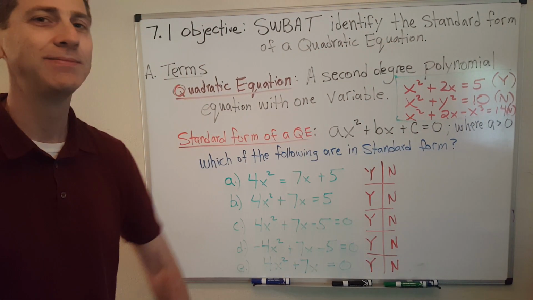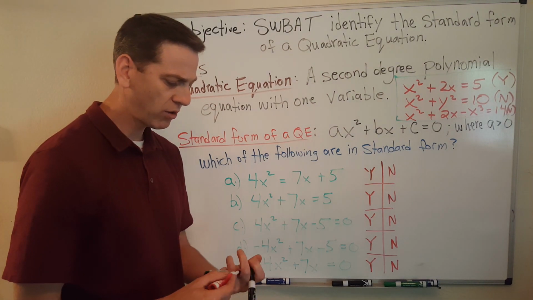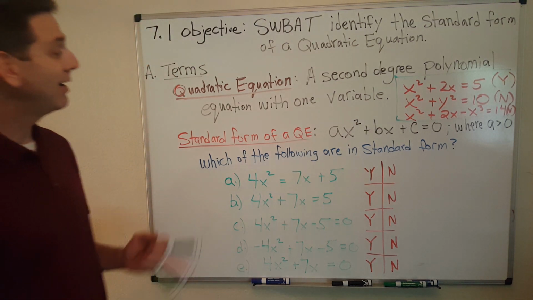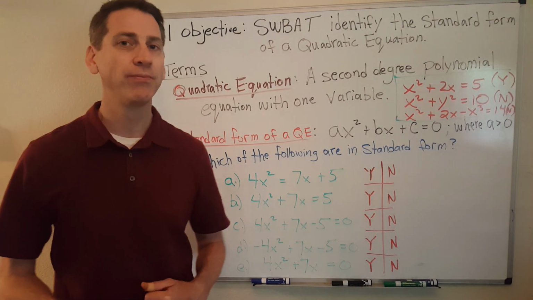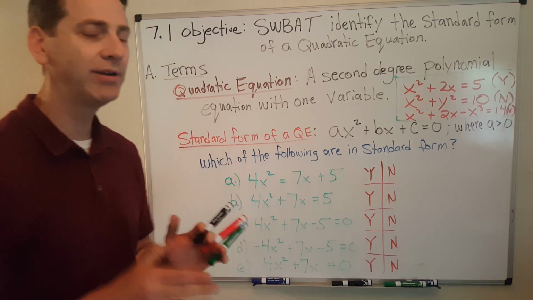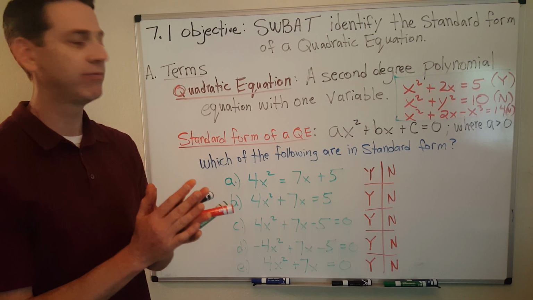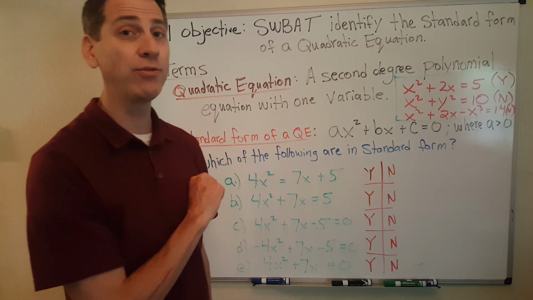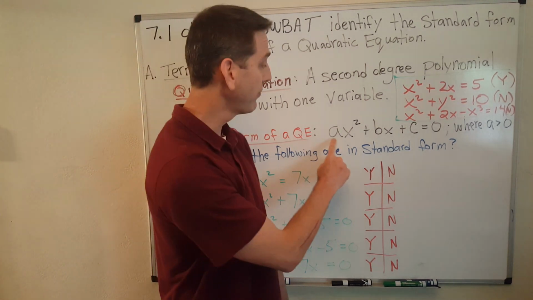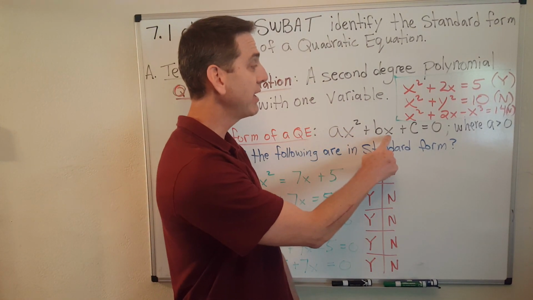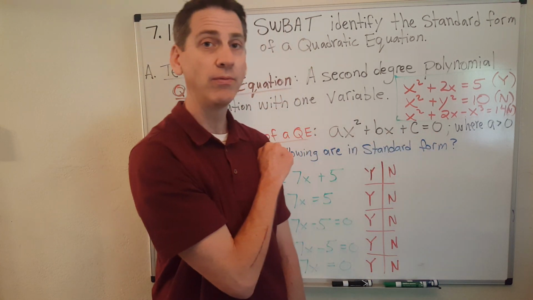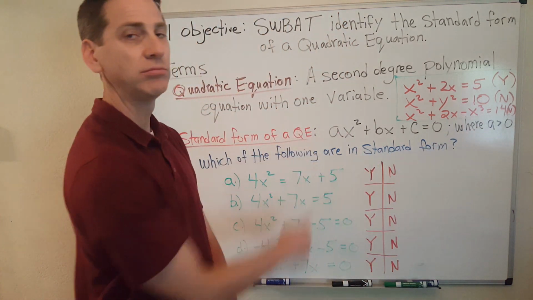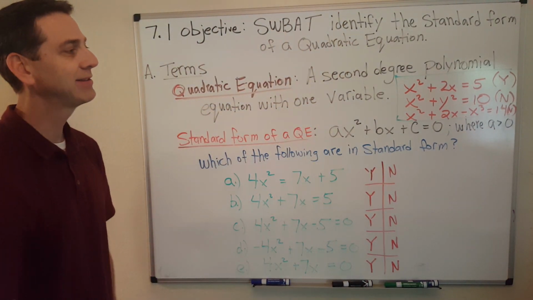Does not qualify. All right, so now that you know what a quadratic equation is, a second degree polynomial equation with one variable, let's take a look at standard form. Okay, standard form. It's very, very important that you understand what standard form is, so we're going to spend a little bit of time here. All right, so the standard form of a quadratic equation is ax squared plus bx plus c equals 0, where a is greater than 0. Okay? That's the standard form.